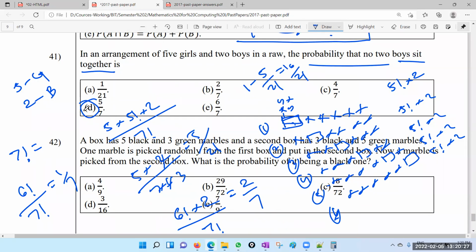Yes. Right. Now I will explain the logic. Okay. So it's a difficult question. There can be some other ways of thinking as well. So they say no two boys must sit together.